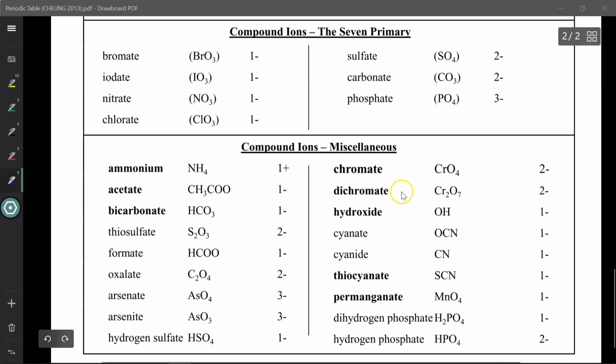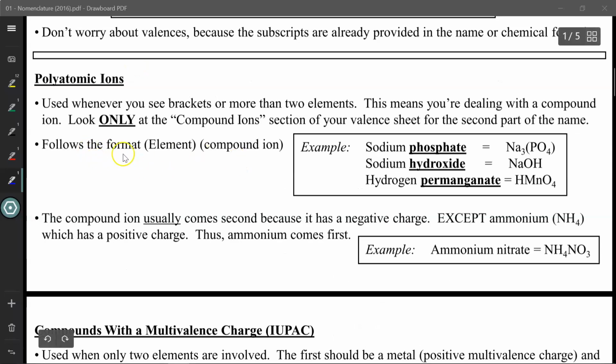So there are a few exceptions here and there, but for the most part, they do end up with an ATE suffix change. So, in general, their format follows element, compound ion name. Remember that the positive ion, the metal, generally will not change its name. So sodium didn't change its name, first element. Hydrogen didn't change its name, first element. But the second one is the compound ion name, the phosphate, the hydroxide, the permanganate.